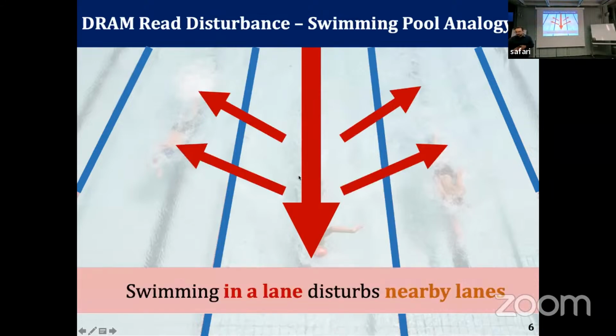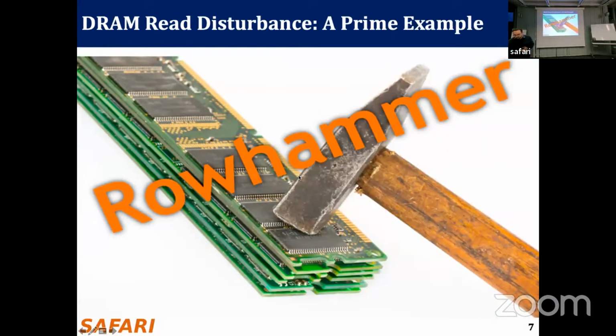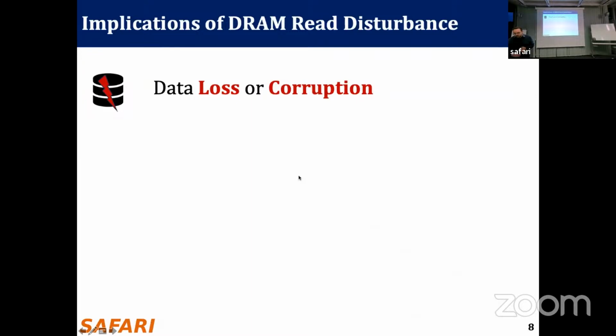And then it can create some disturbance in nearby swimmers. So this is an analogy that I like to use to explain how RowHammer works internally. And yeah, RowHammer is a prime example of DRAM read disturbance.